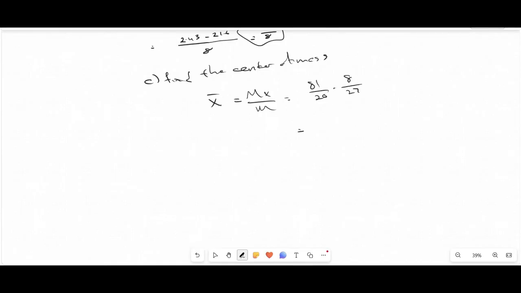81 over 27 is just 3. And then we've got, is that 2/5? Yeah, 6/5. Again, by symmetry, we're going to get the same answer on the second part, 6/5. If you put these coordinates together, you get the center of mass. They call it COM.